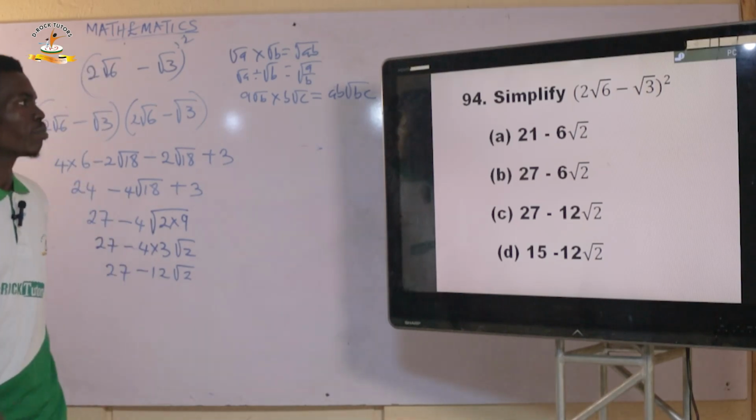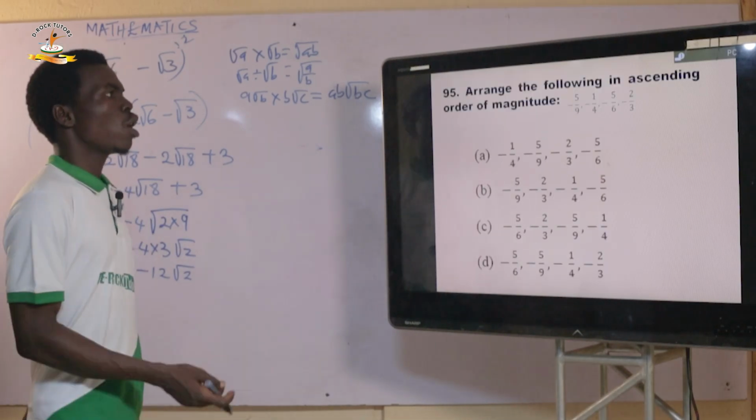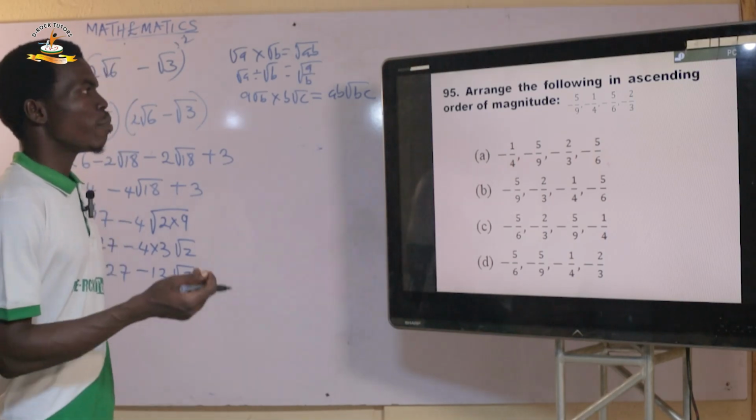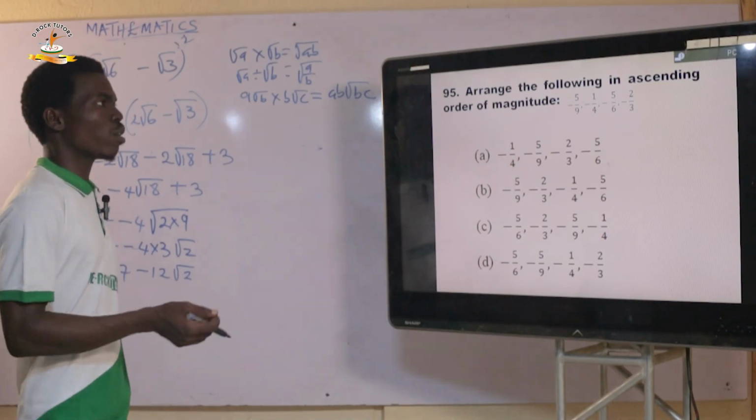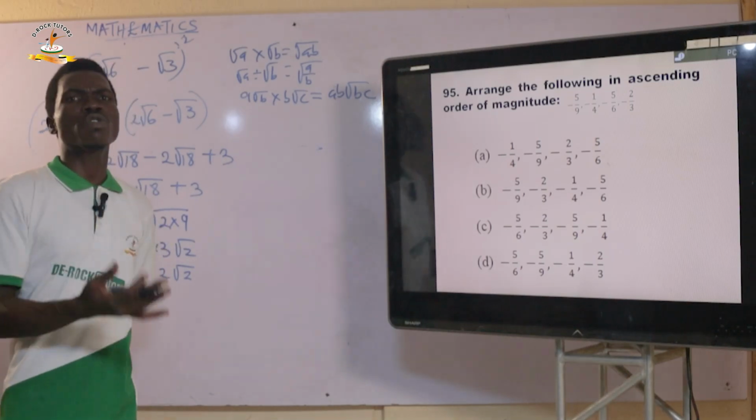Our next question. Alright, question 95. Arrange the following in ascending order of magnitude: minus 5 over 9, minus 1 over 4, minus 5 over 6, minus 2 over 3. There are 2 ways of doing this.